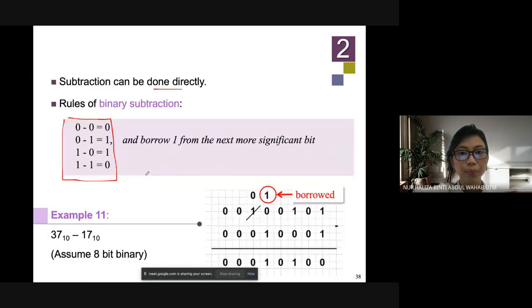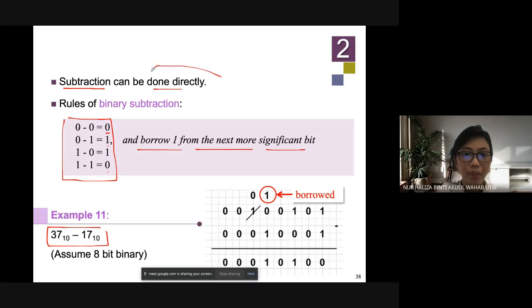Okay, this one. You can see 0 minus 0 you get 0, 0 minus 1 you get 1, 1 minus 0 you get 1, and then 1 minus 1 you get 0, and borrow 1 from the next most significant bit. Later you will see this. So this is the example, because this one says subtraction can be done directly. Just now we learned using first complement. With first complement it is going to be adding.